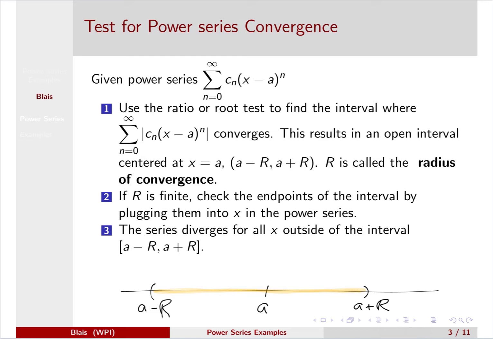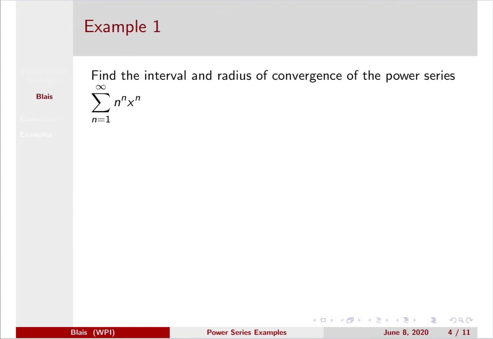We then have to test the endpoints, because at the endpoints, anything can happen. At each endpoint, we have to do a manual test, because you can have the series converging absolutely, converging conditionally, or diverging at either endpoint. So let's look at some new examples.